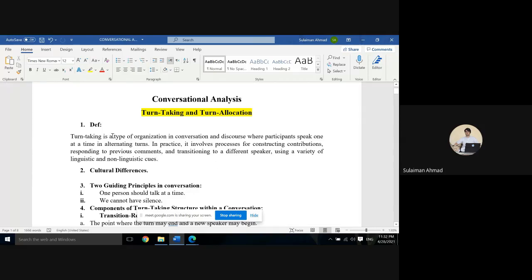First of all, turn taking is a type of organization in conversation and discourse where participants speak one at a time and in alternating turns, right? The simple point is that if Safir, Tariq Shah, Mahar Seti, Sabanur are having a conversation, the conversation between them will go on very smoothly.